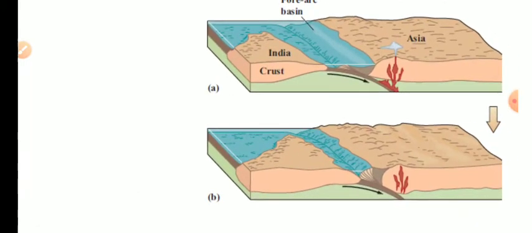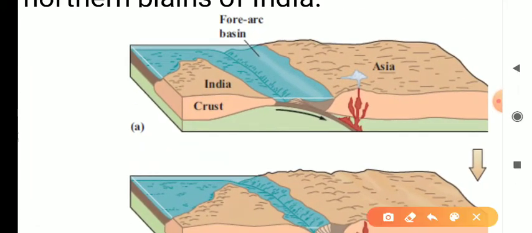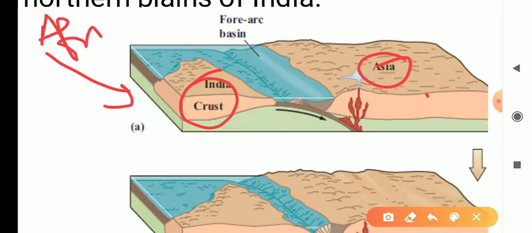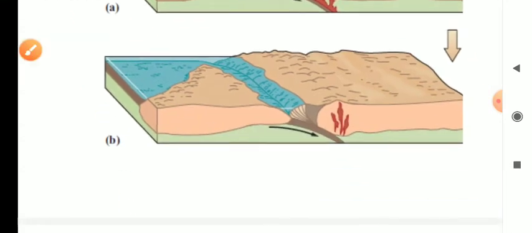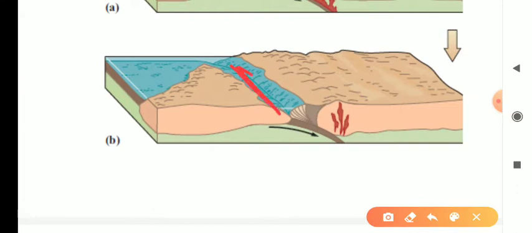So what happened? This was Asia, Laurasia, and this was the Indian plate. The Indian plate was coming from this side, here was Africa, and this was Laurasia. So India was coming this way to meet the Asian plate. At the time there was this much space between the two plates, and it came very close to this plate. This basin was called Tethys Sea, a water body.